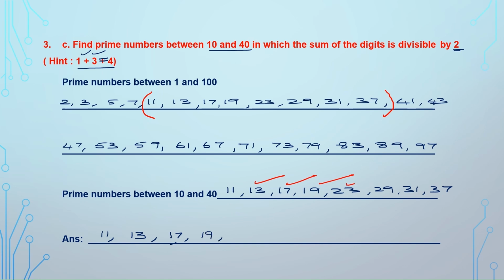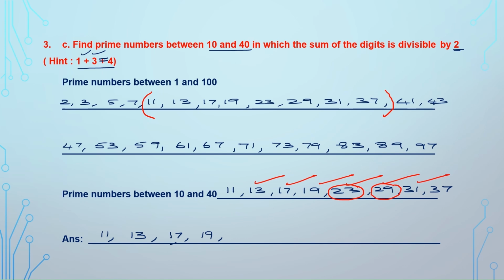Let's take the next one, 23. 2 plus 3 is 5. So this is not giving us an answer that is divisible by 2. So we can't take 23. Let's take 29. 9 plus 2 is 11. 11 is an odd number. It is not divisible by 2.